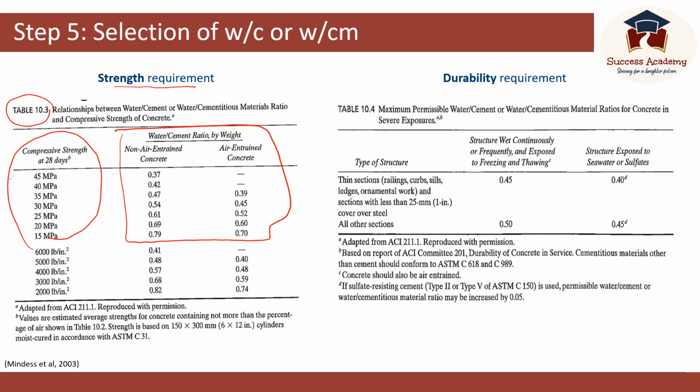When we consider the durability requirement, maximum permissible water to cement ratio for different exposures you can find here. It depends on the type of structure as well. Considering all this, we can find the water to cement ratio from the table 10.4 as well.